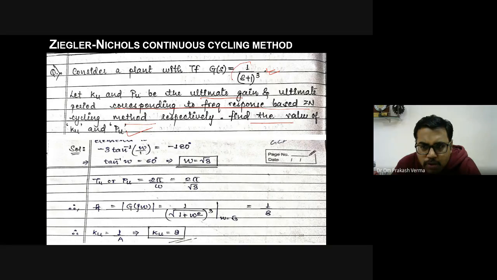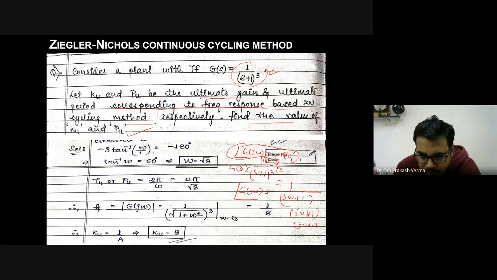So 1 upon (s plus 1) whole cube, you can write this in terms of G(j omega). When you put s equals j omega, you get (j omega plus 1) whole cube, or you can write three times (j omega plus 1), (j omega plus 1), (j omega plus 1), right? Okay, and to calculate the angle of G(j omega), put it equal to minus 180 degree. At minus 180 degree, whatever omega is calculated, this omega is called omega pc, the phase cross frequency.